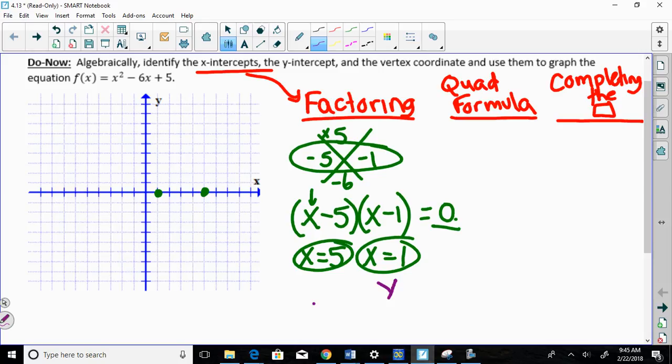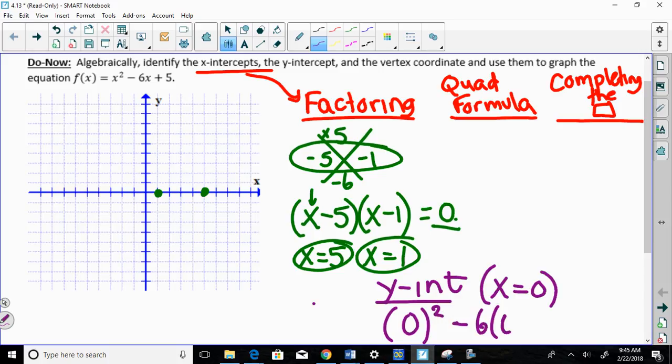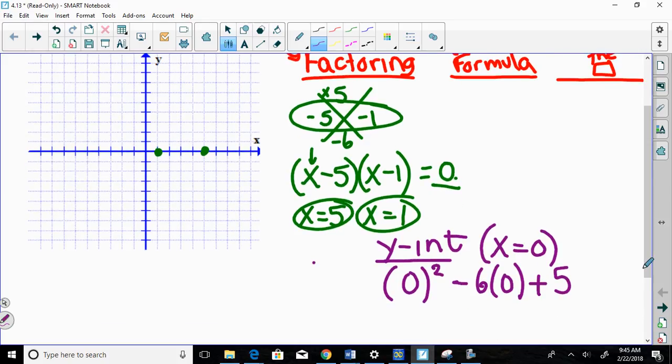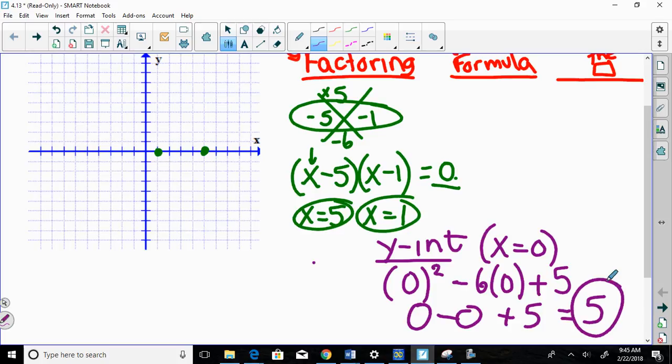Now, y-intercept, we always plug a certain number in for our x-coordinate. What number is that? 0, right? So, when x equals 0, that's your y-intercept. And so I'm just going to plug 0 in for x to figure out what is my y. So I'm using the original equation. What's 0 squared? 0 minus, what's 6 times 0? 0 plus 5. What do you end up getting? 5. So this 5 is your y-intercept.